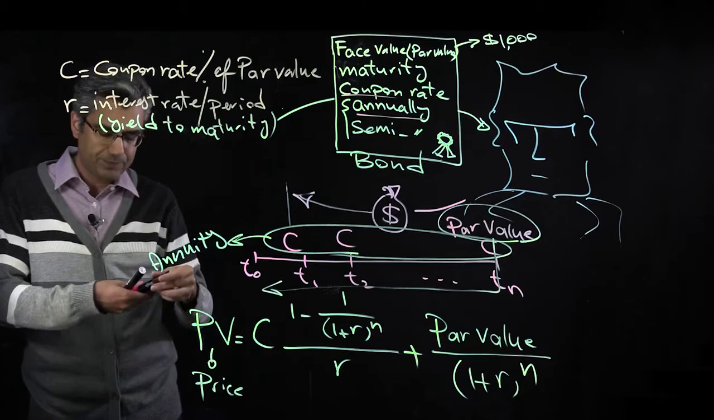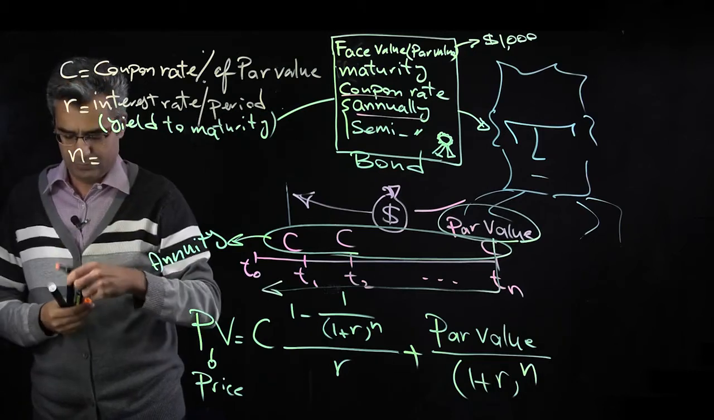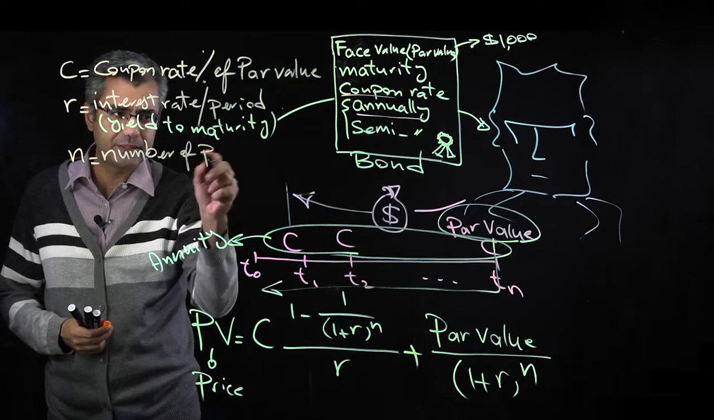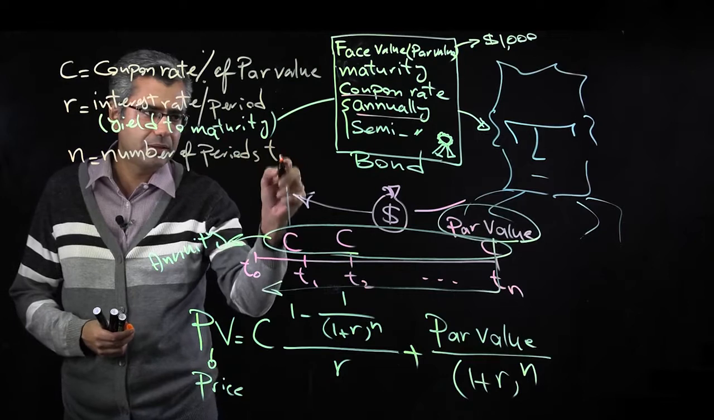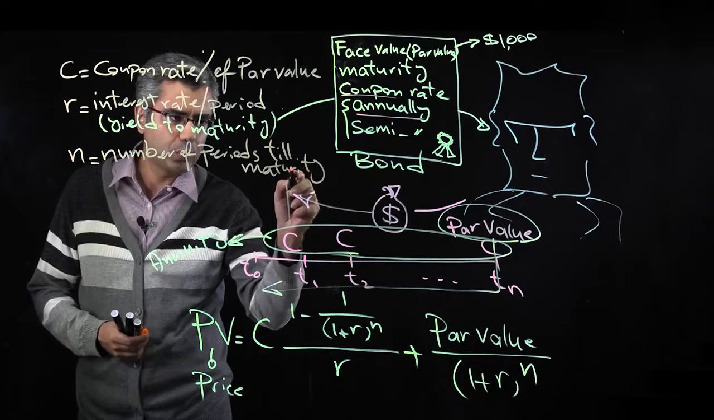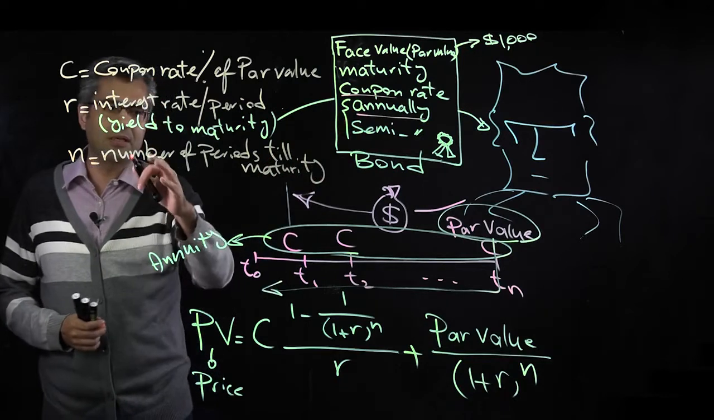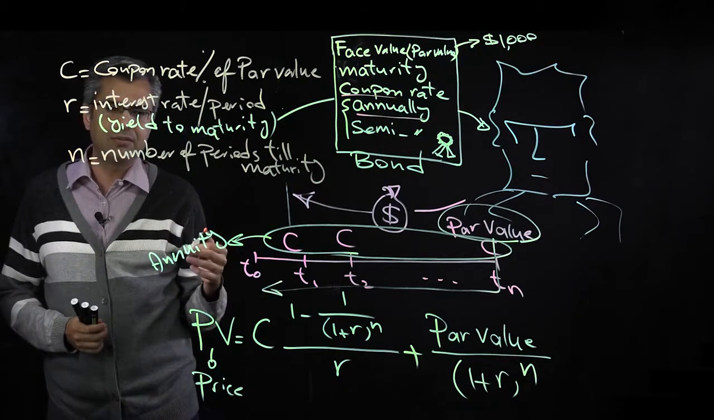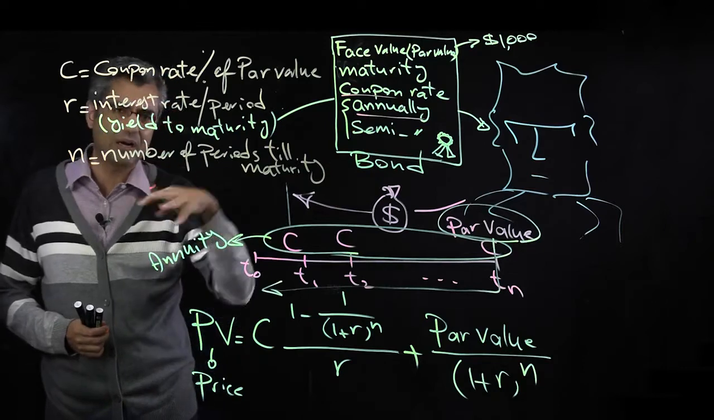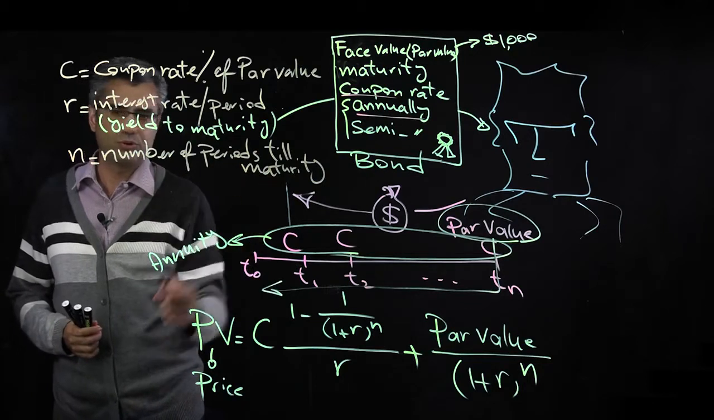Okay. Next one is N. N is the number of periods, not the number of years, periods till maturity. So when the bond is a 10-year bond and it pays annually, N is 10. If, for example, the bond has 5 years till maturity but it's semi-annual, this means 5 years until maturity, and every year has 2 periods, so N is 10. Anyway, this is the number of periods till maturity.